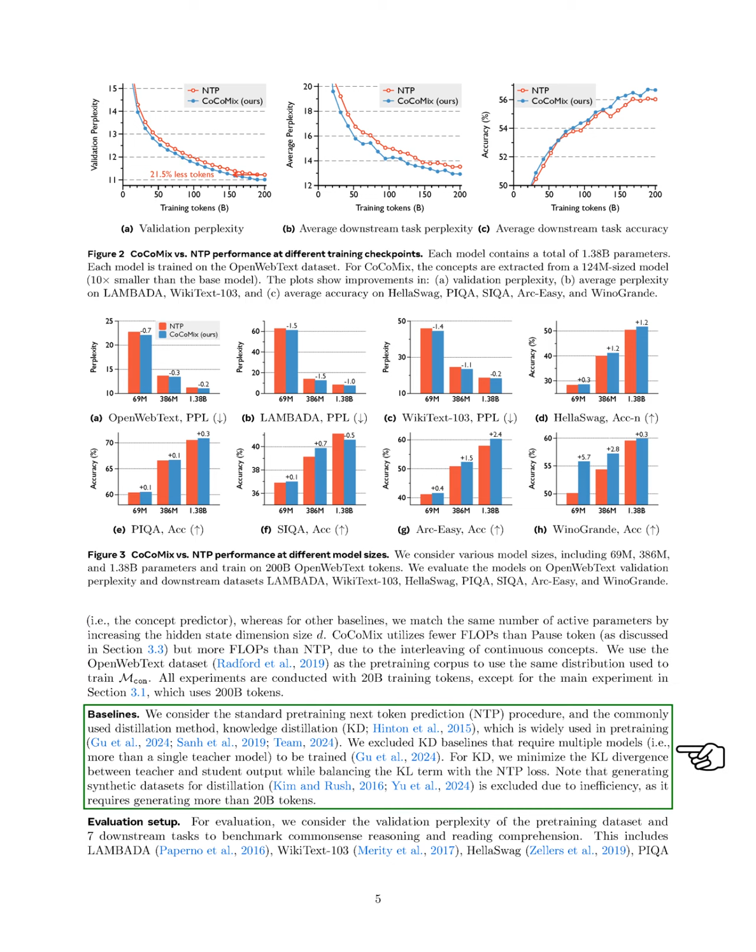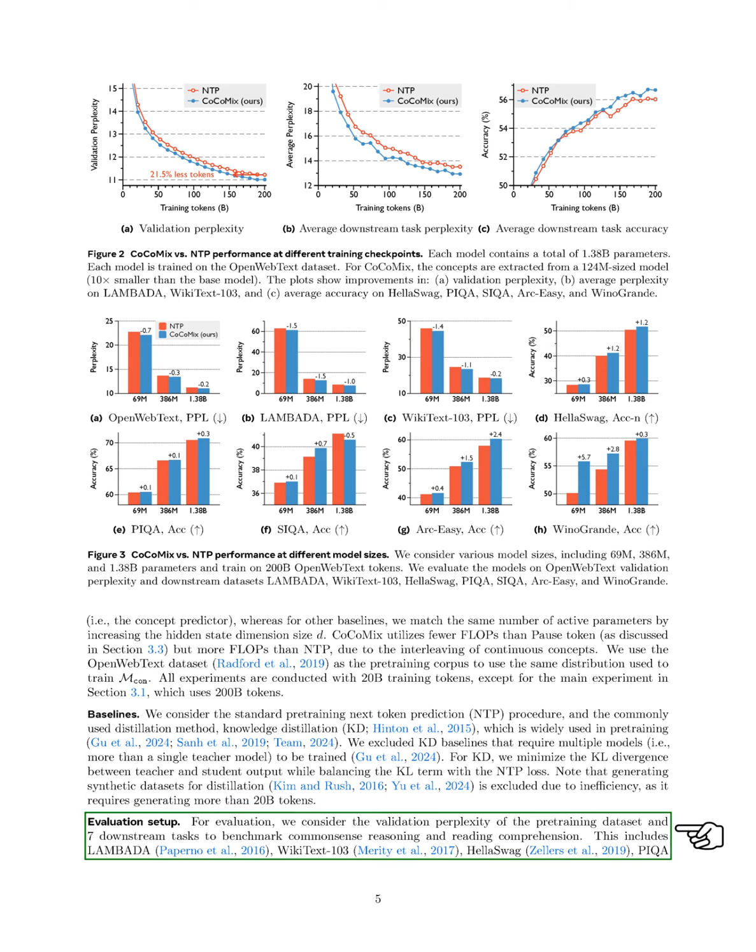In terms of baselines, we consider the standard next token prediction procedure and the widely used knowledge distillation method. We exclude knowledge distillation baselines that require multiple teacher models. For knowledge distillation, we minimize the difference between the outputs of the teacher and student models while balancing this with the next token prediction loss. We do not generate synthetic datasets for distillation due to inefficiency.